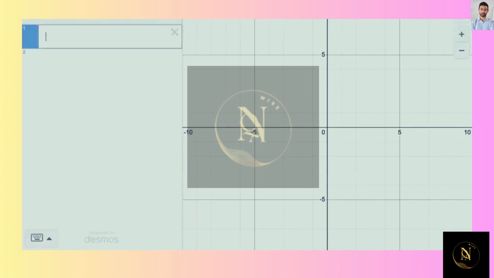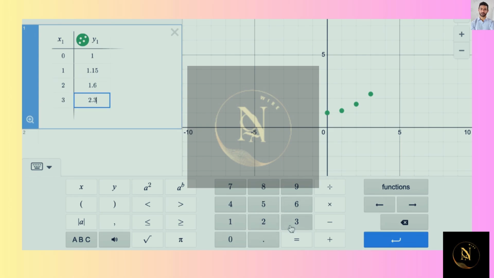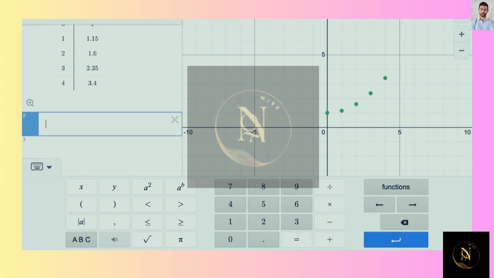We're going to add a table and give the information from the table of the problem. So we know that the depth was 0, 1, 1, 1.15, 2, 1.6, 3, 2.35, 4, 3.40. With decimals, you do a quadratic regression.